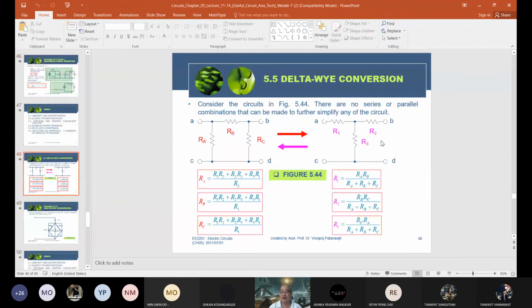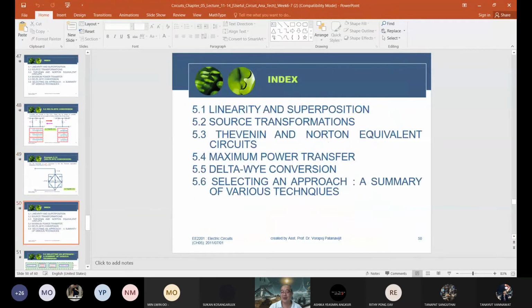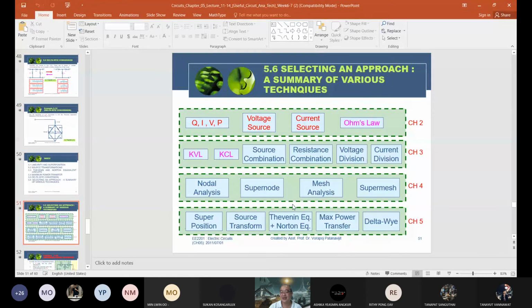Next step is to teach you about the Y and the data connection, and you can convert them into another form. This provides you an overall point of view of all topics in the midterm. The quota for each chapter I already provided to you.